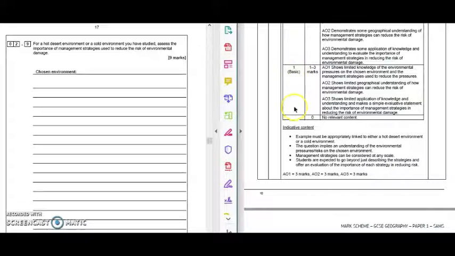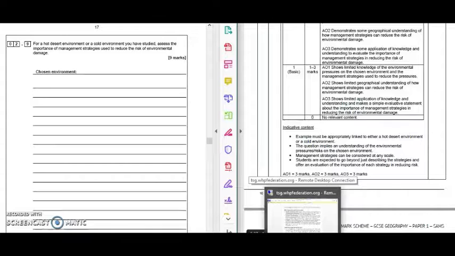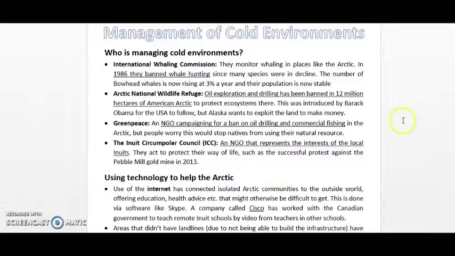Now, for your level 3 answers, your 7, 8s and 9s, students are expected to go beyond just describing the strategies and offer an evaluation of the importance as well. So don't forget that, particularly if you've got a high target grade. Now, what do we know about Alaska then? How is it being managed? Basically, how is it being protected? Well, there's a few different ones, so you are going to have to learn some of these ways. For instance, you've got the International Whaling Commission. These basically monitor how many whales are killed in the waters just north of Alaska every year.